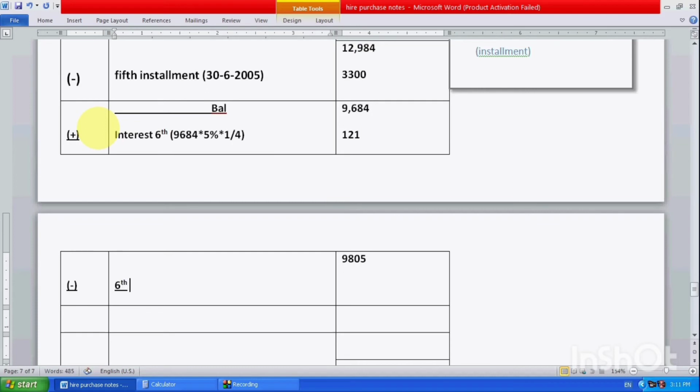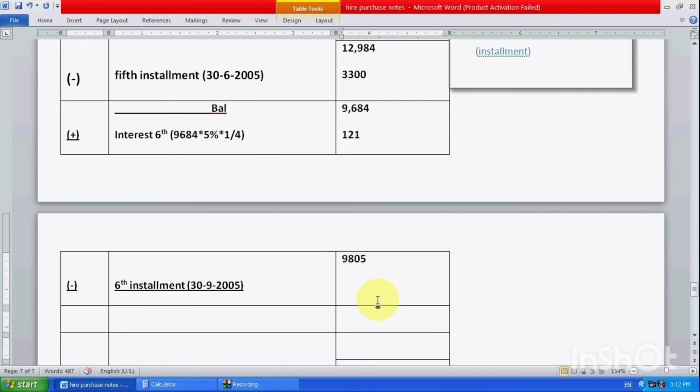That will be 3,300, the same. And that will be 30 June. After June, 3 months means July, August, September, so 30 September 2005.